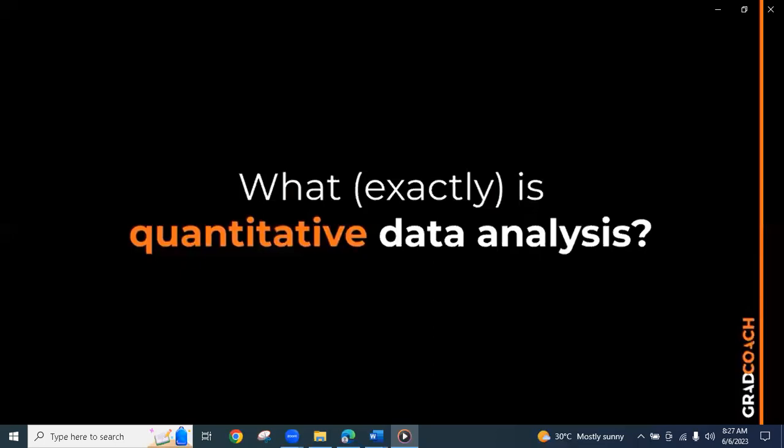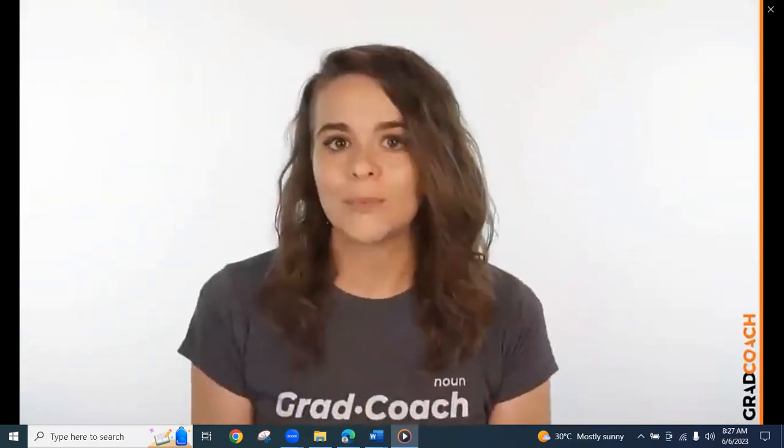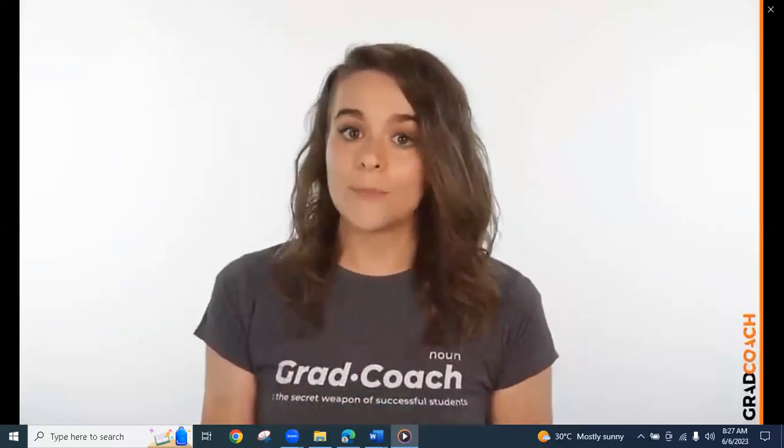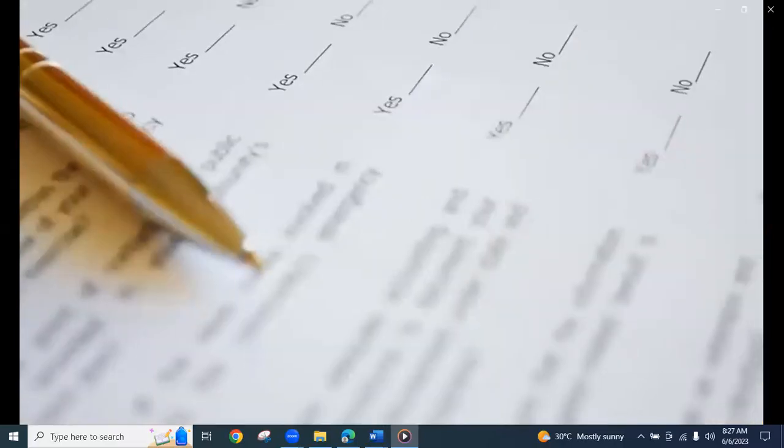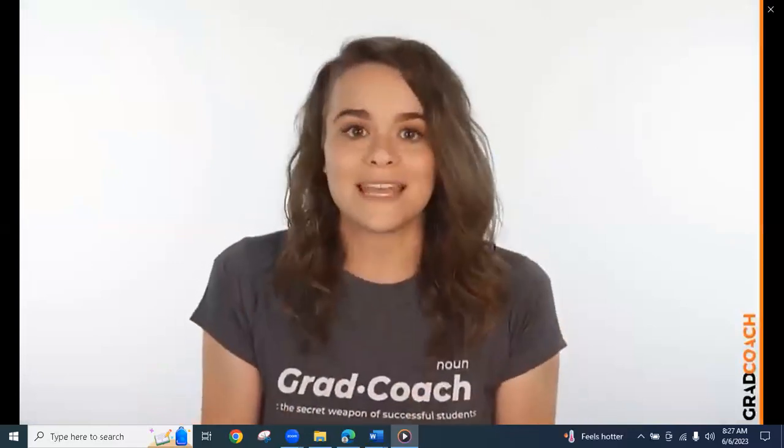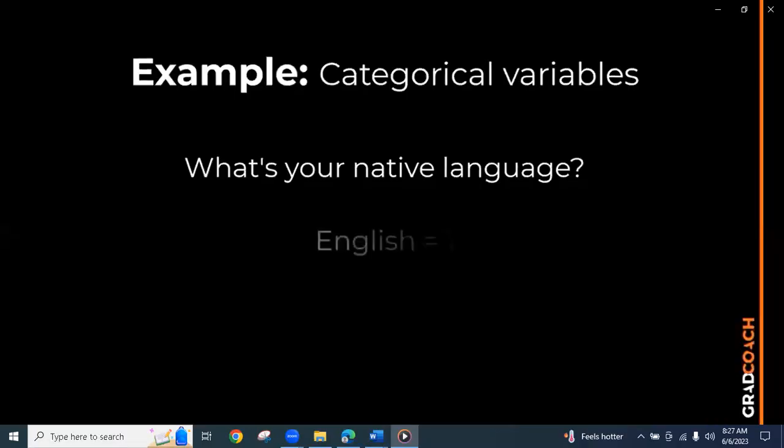So let's start with the most basic question. What exactly is quantitative data analysis? Despite being quite a mouthful, quantitative data analysis simply means analyzing data that's numbers-based, or data that can be easily converted into numbers without losing any meaning. For example, category-based variables like gender, ethnicity, or native language can all be converted into numbers without losing meaning. For example, English could equal 1, French could equal 2, and so on.